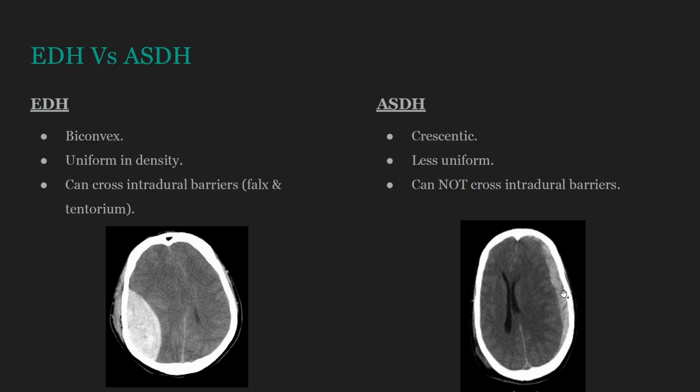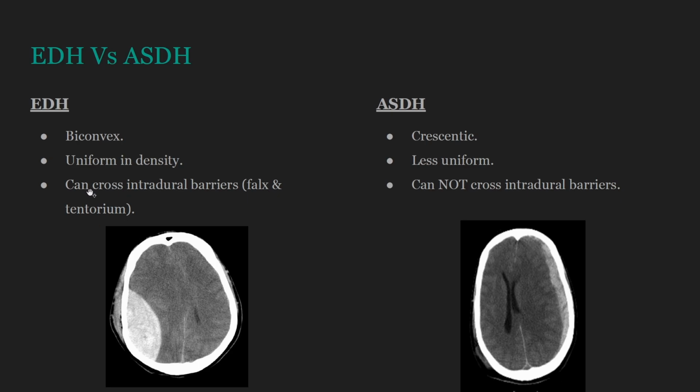These gray streaks are because the blood itself is transforming to a chronic blood, okay? And we will talk about the chronic subdural hematoma in another lecture. But as you can see here, it is less uniform, okay? And that's a major differentiation thing, okay?